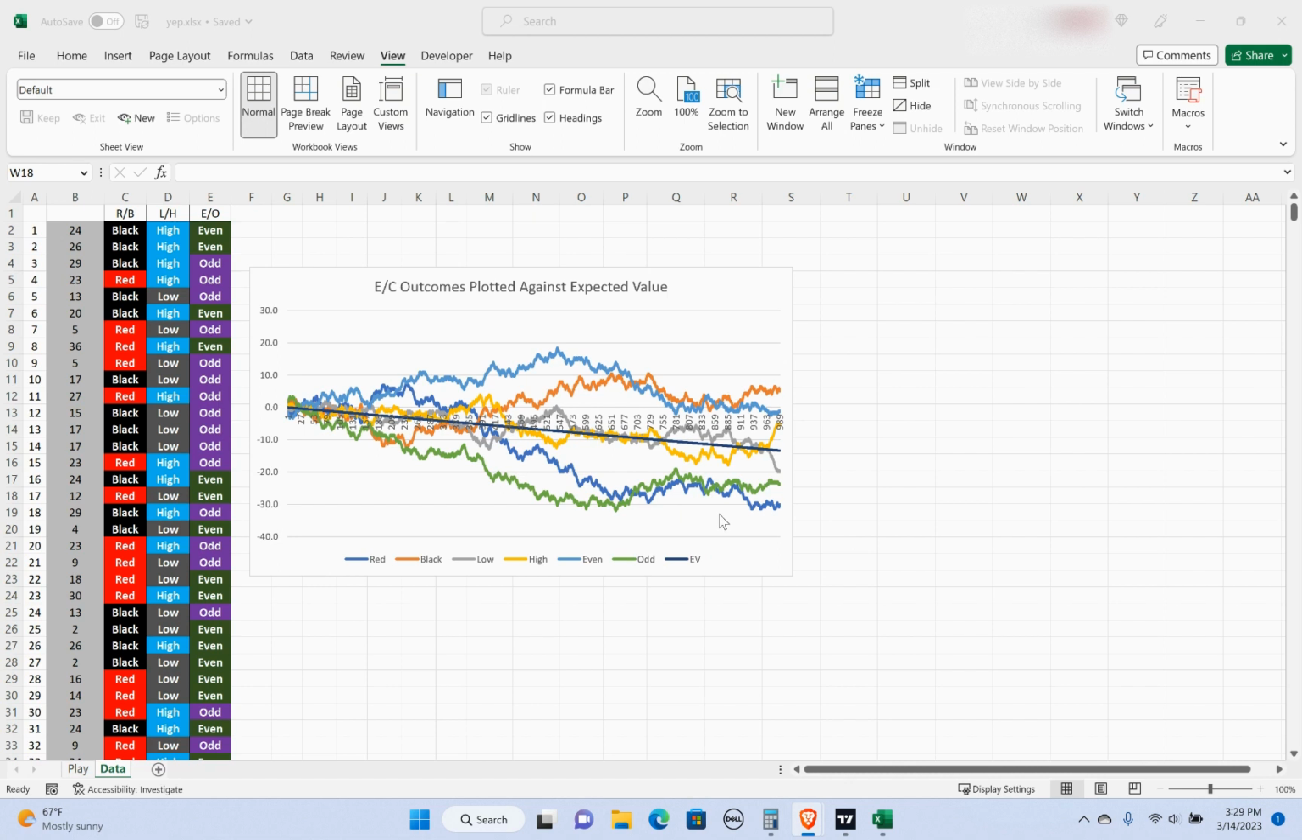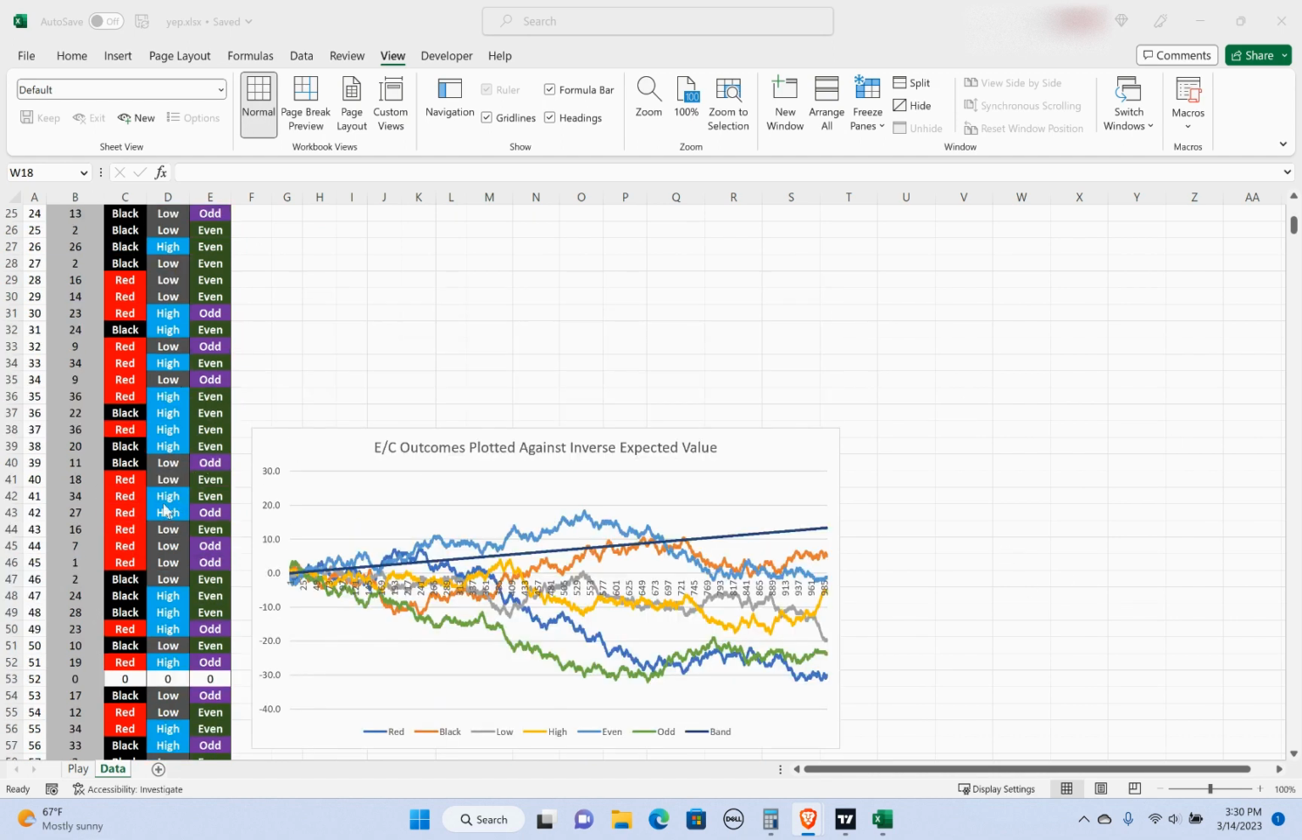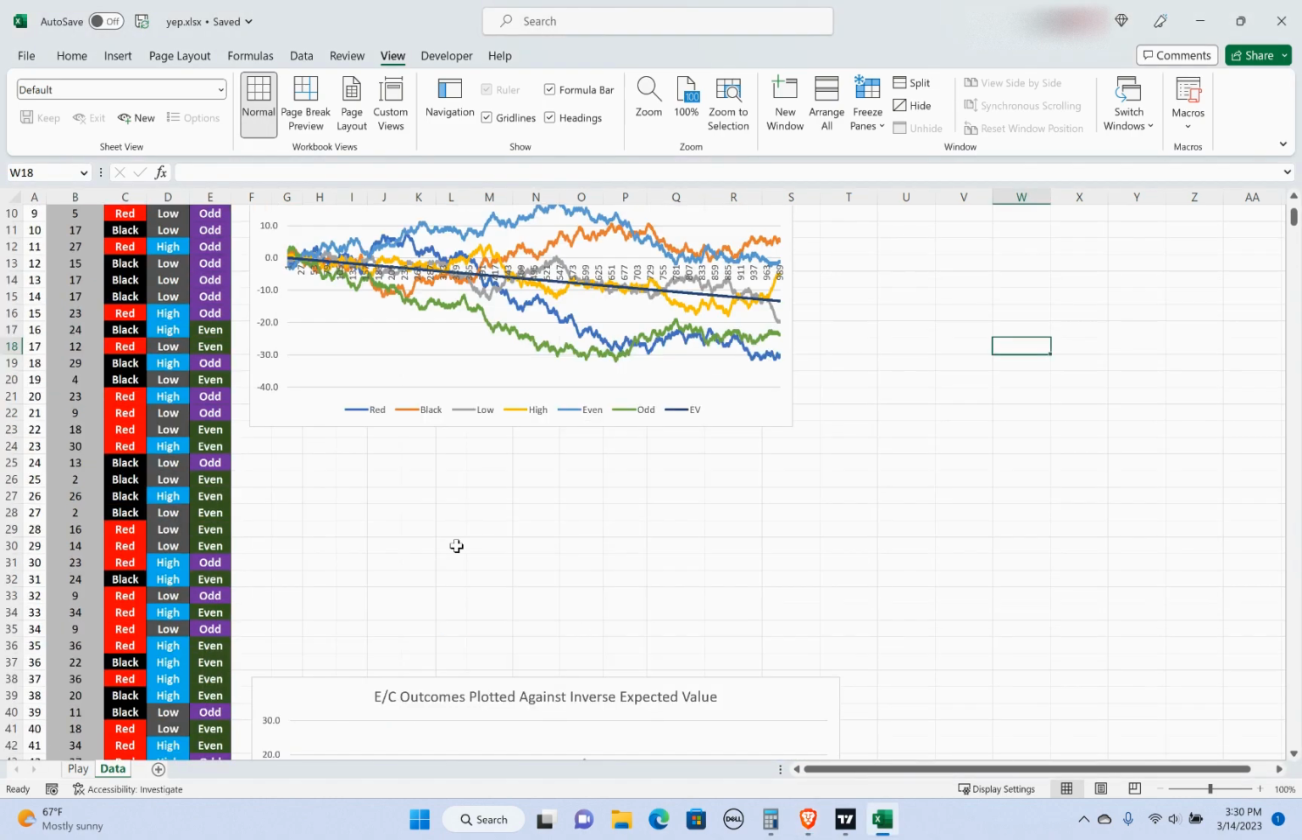But I had an idea to use the same plot, but plot the inverse of the expected value and see if that's a decent way, or if I could come up with a decent way to define the trend around that. So I'm going to scroll down. This is the same exact data, these spins. By the way, these right here are just the outcomes. So 20 is a black, high, and even, for example.